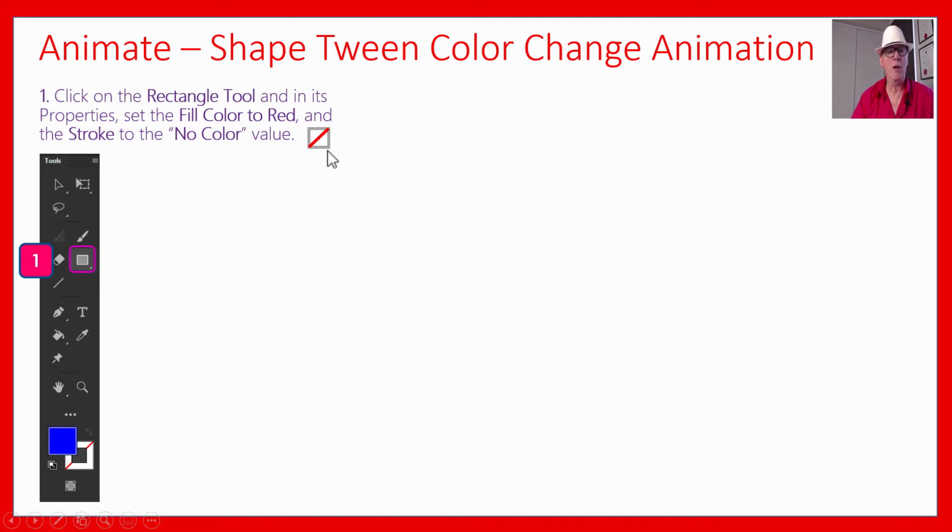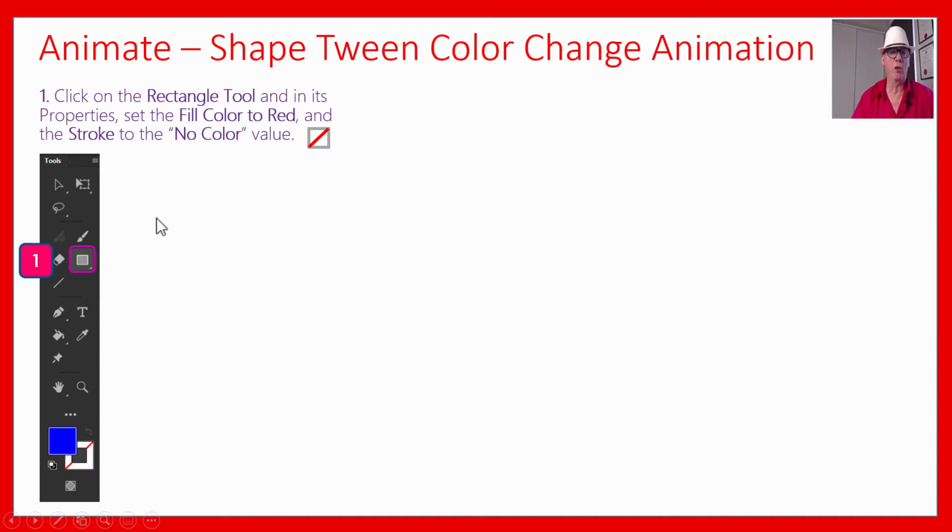Now, for the stroke color, we don't want any color around the outside. We just want the plain red rectangle. So what you do is you can click this guy here, the underneath color thing, and just pick the no color symbol, which is this one. Or you can do window properties and pick it, all right?